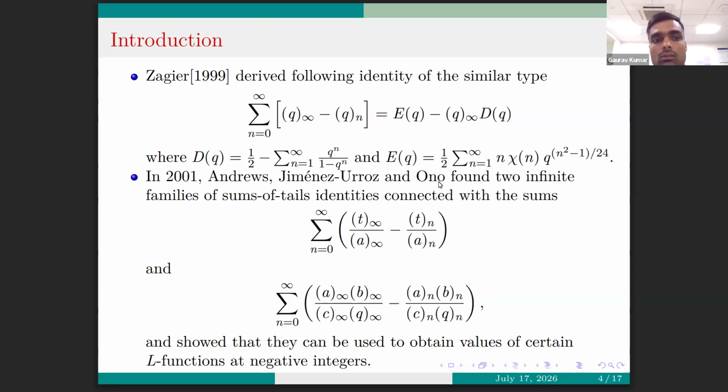Andrews, Jiménez-Urroz, and Ono also found similar identities in 2001, where we take this particular sum, where t and a we can choose arbitrarily. They got an expression for this kind of sum of tails identity, and the second kind is this, (a)_infinity (b)_infinity over (c)_infinity (q)_infinity, where we can choose a, b, and c arbitrarily. And they also showed that these sum of tails identities can be used to obtain values of certain L-functions at negative integers.